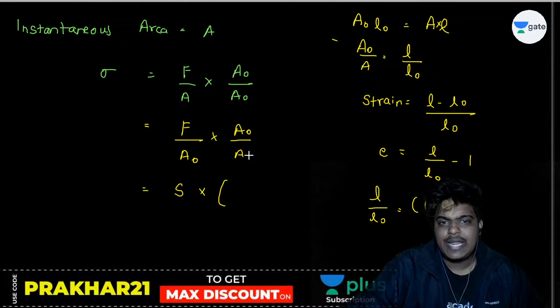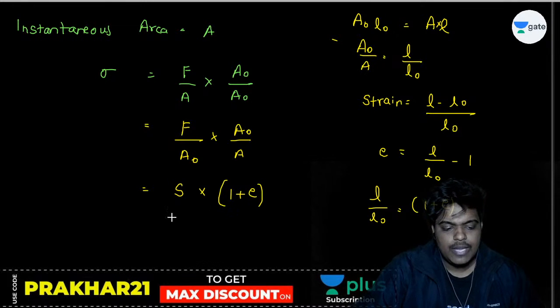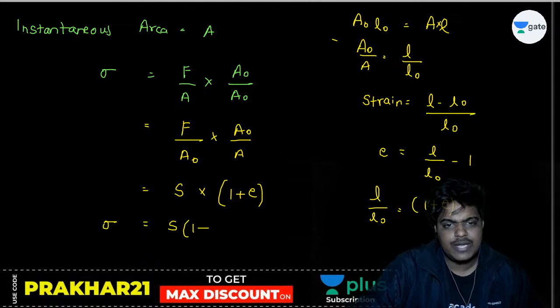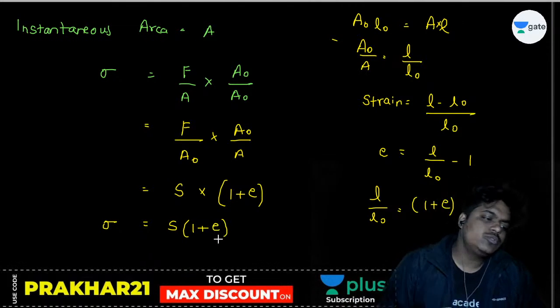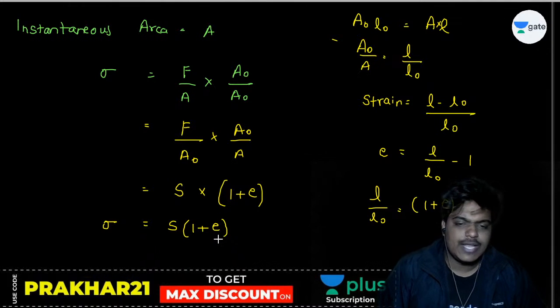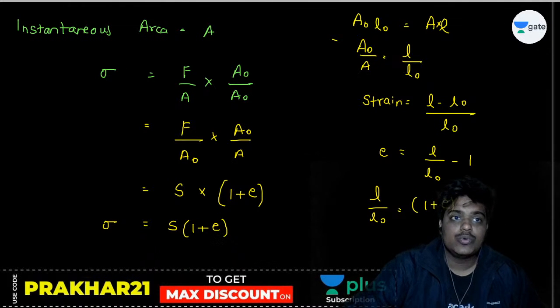So can you write A by A naught is equal to L by L naught, and L by L naught is nothing but 1 plus e? Okay. So can you write that the true stress is equal to the engineering stress into 1 plus e? Yes, you can say that.